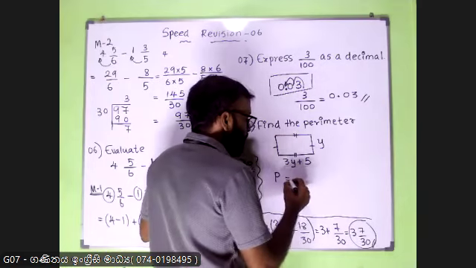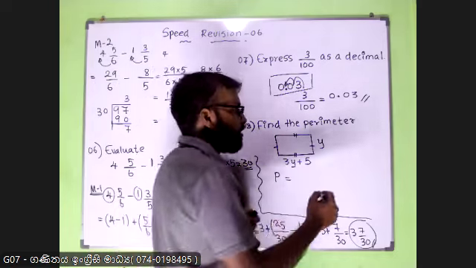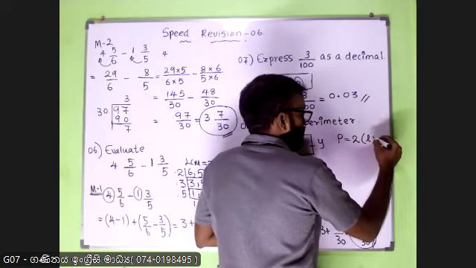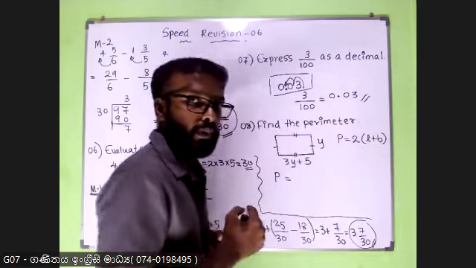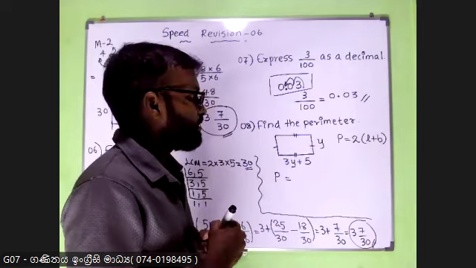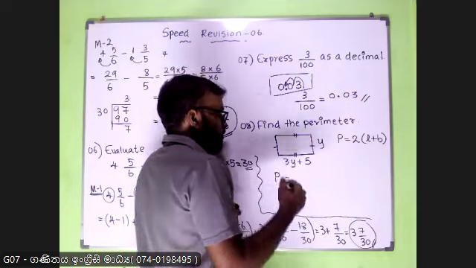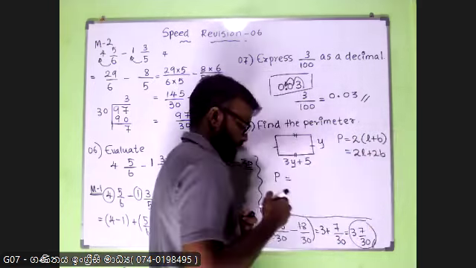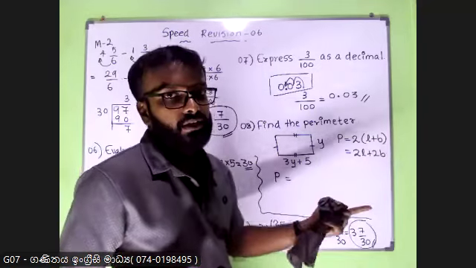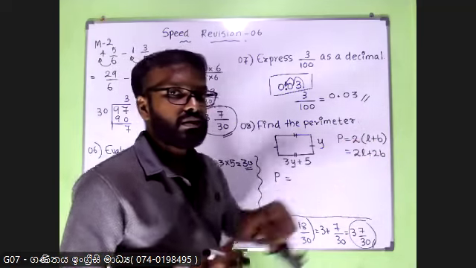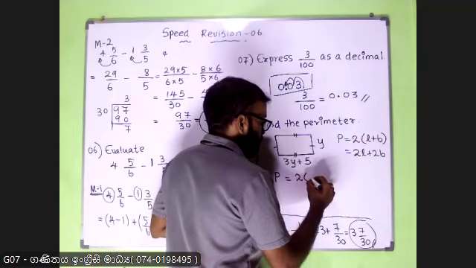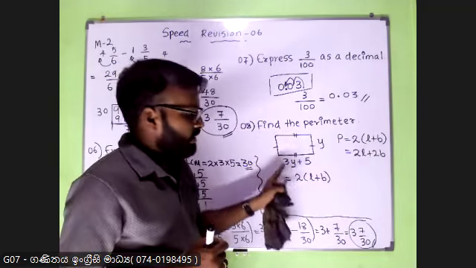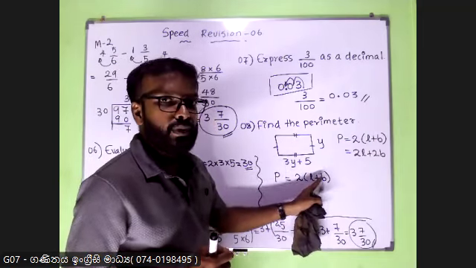The perimeter of a rectangle can be written as 2 times (length plus breadth), or else you can say 2 times length plus 2 times breadth. All of these are correct. I will use 2 times (length plus breadth). You have to remember these things. So the perimeter of a rectangle is 2 times (length plus breadth).